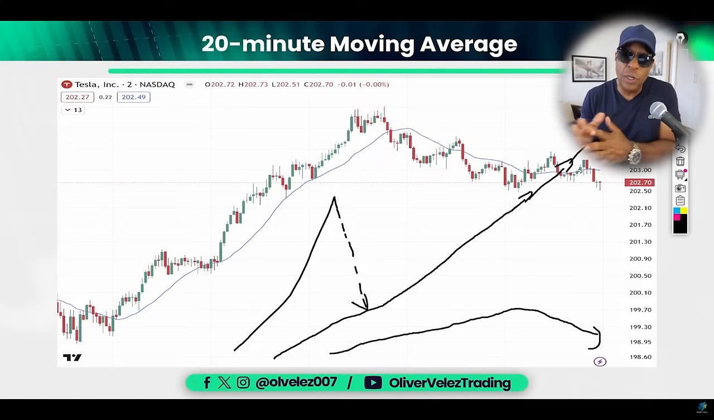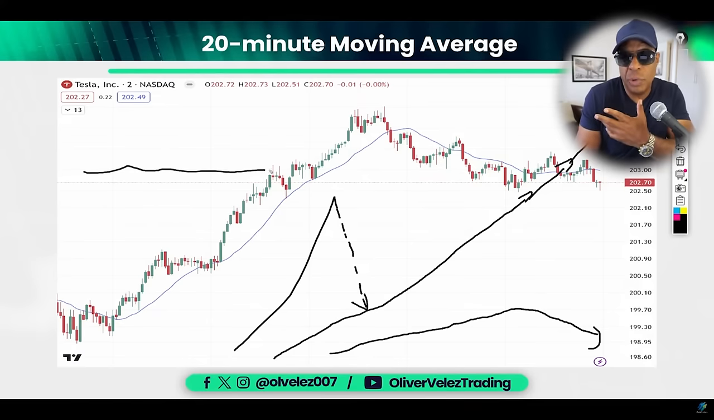By utilizing the 20-period moving average, I can instantly tell you which one of these three trends the stock is in right now. Now, it could also be in no trend, with the 20-period moving average flat like that. So you can have a flat 20-period moving average with no trend.